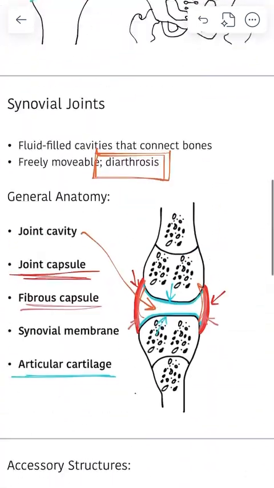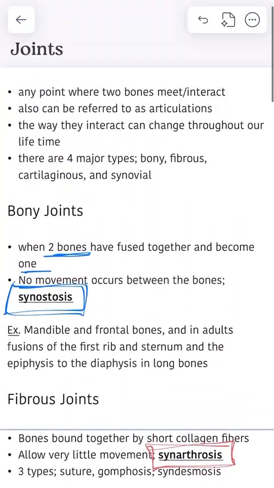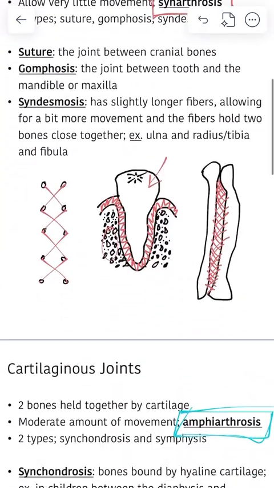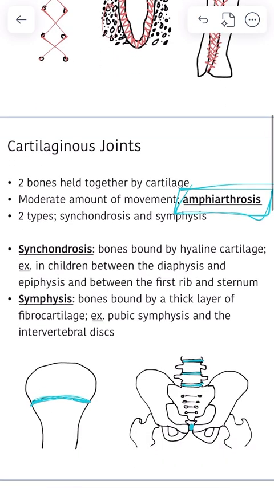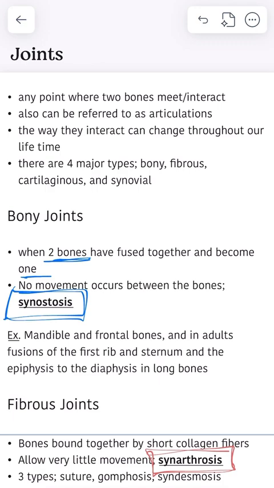So going back over, we look at all these different types of joints. We've got 4 different ones being bony, fibrous, cartilaginous, and synovial. This is going to conclude my presentation.